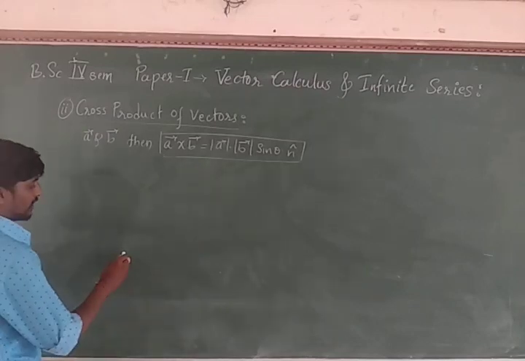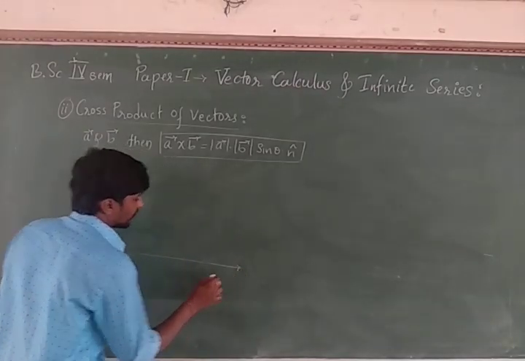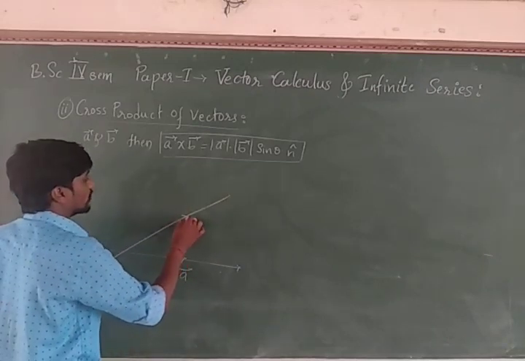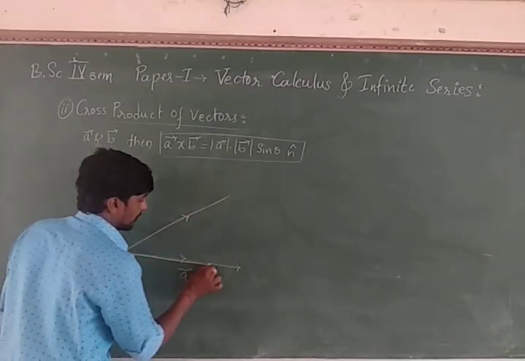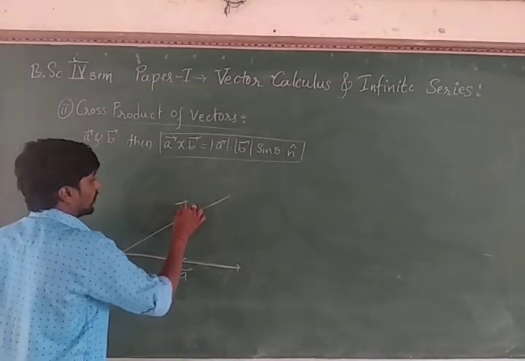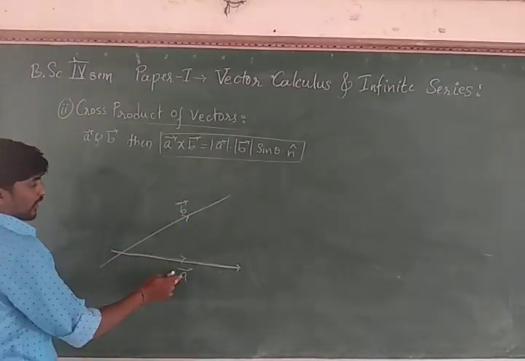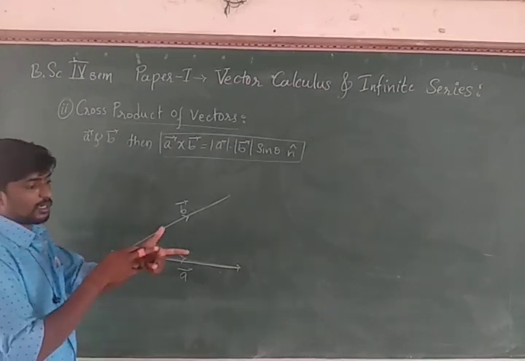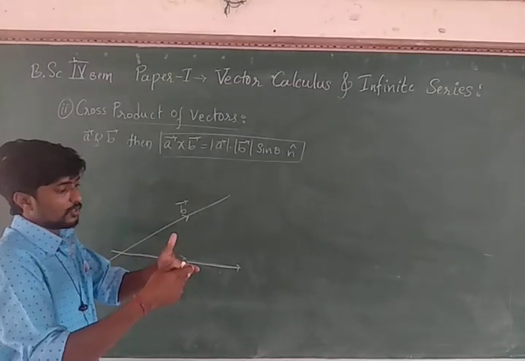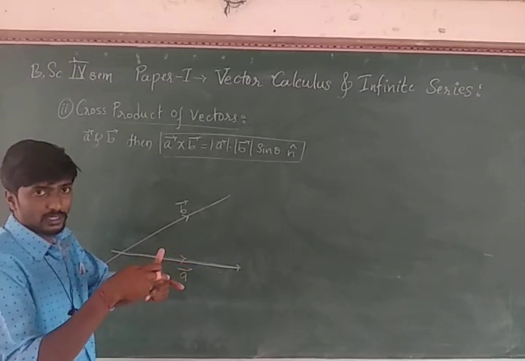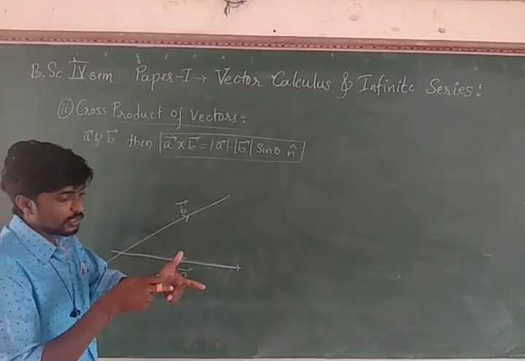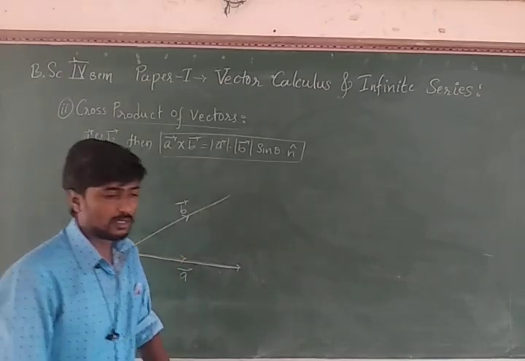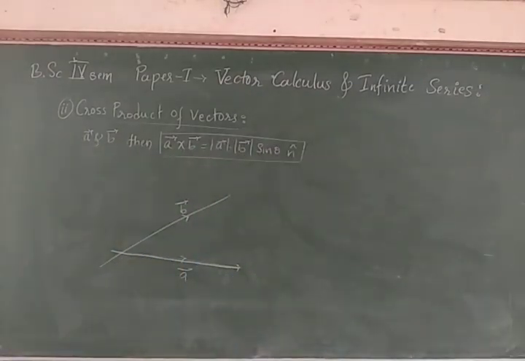Let's understand: one vector is traveling this way, this is vector A, and another vector is traveling in this way, this is vector B. Now look here. This is your A, this is your vector B. Your A cross B vector is always perpendicular to these two vectors. Okay, so remember that.